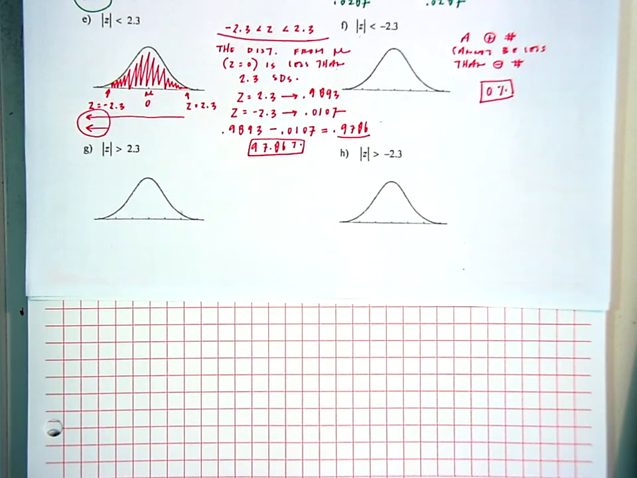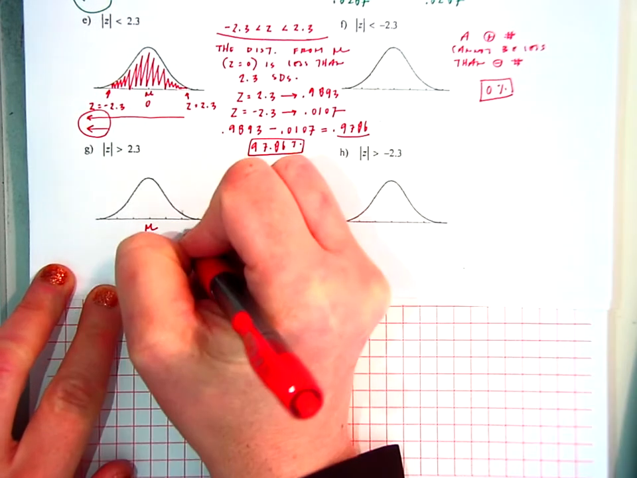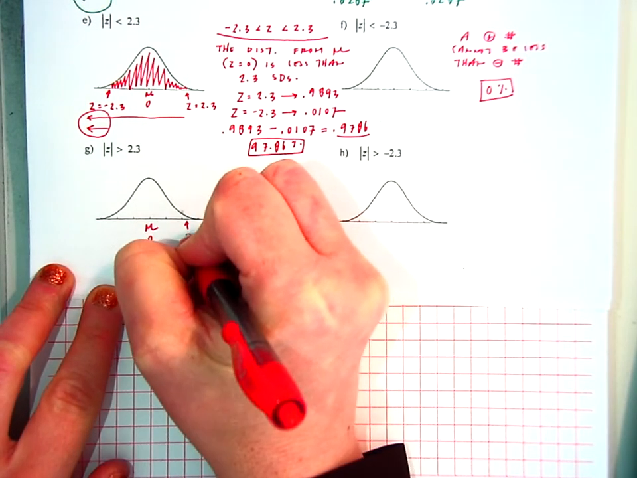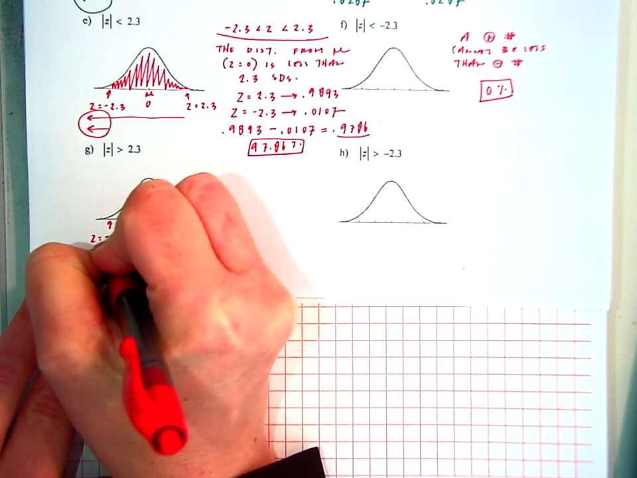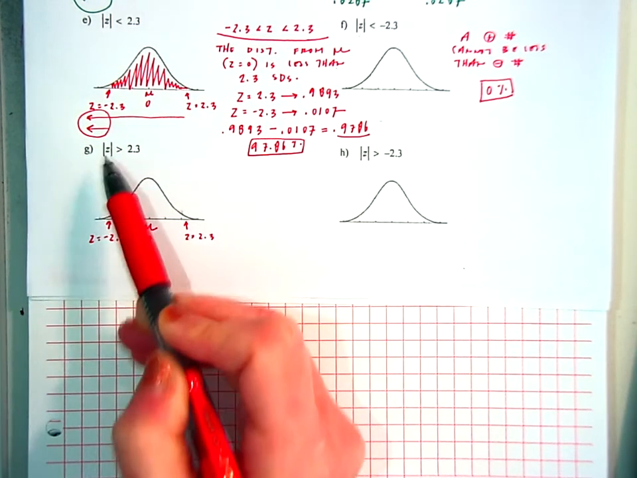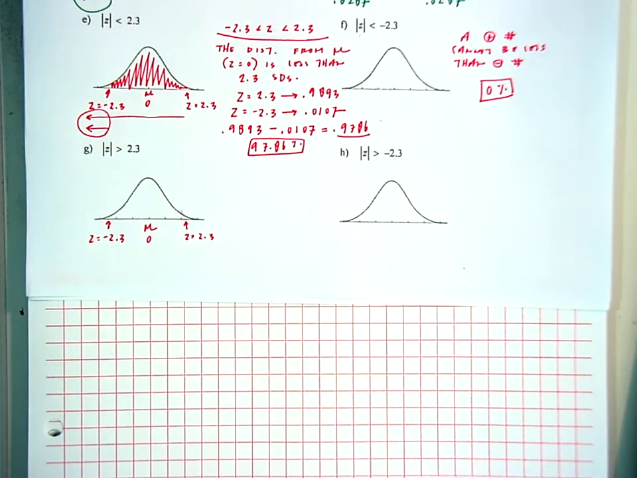All right, next one, absolute value of z, right? So the magnitude is greater than 2.3. So the distance from the mean, where the z-score is 0, is greater than 2.3 standard deviations. So my mean is right here. That's a z-score of 0. And here, again, the 2.3 marker. And here, the negative 2.3 marker. So we're saying, again, distance from mean is more than 2.3 standard deviations away.